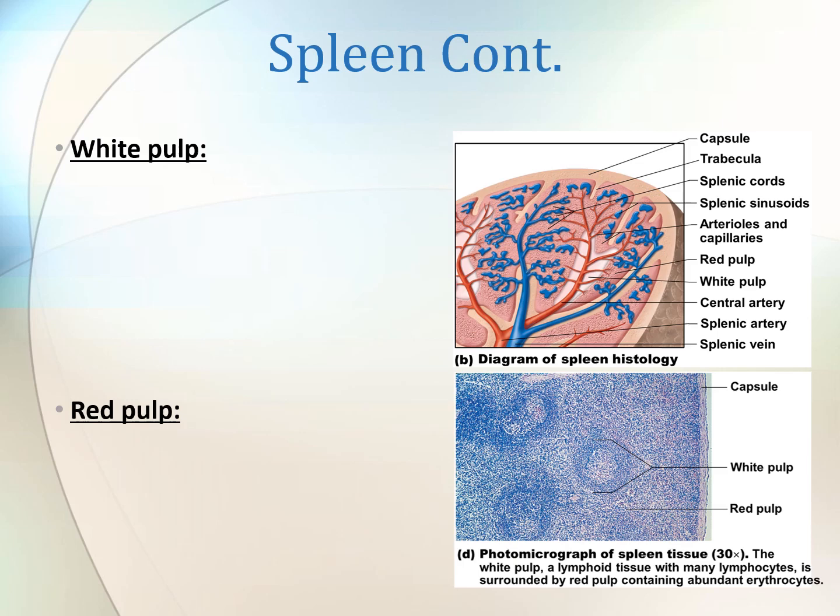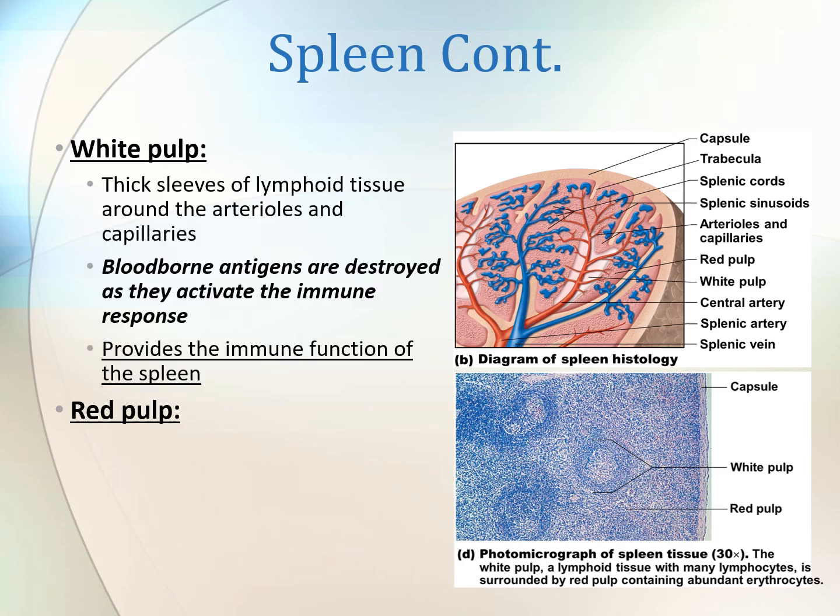So let's look at the histology of the spleen. It's quite interesting. Essentially we have two main regions of the spleen. We have the white pulp and the red pulp, okay? Think of the white pulp as being the immune function of the spleen. Any blood-borne antigen is going to be destroyed in the white pulp.